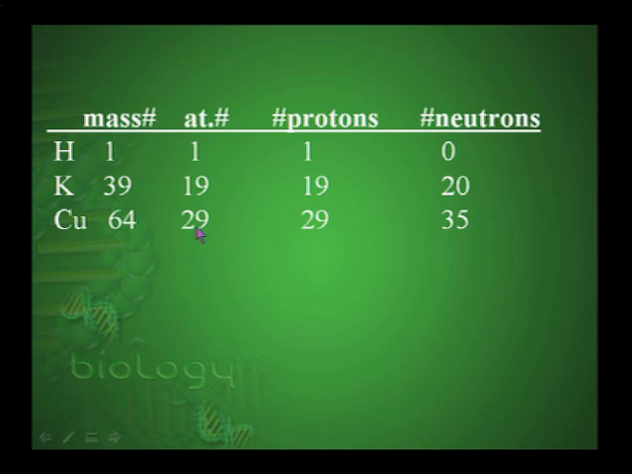Copper, element number 29, so that's again the atomic number, so that's the number of protons. The mass is 64. 64 minus 29 will give us 35 neutrons in the nucleus. So as long as you know the atomic number and the atomic mass, you should then be able to determine the number of protons in the nucleus and the number of neutrons in the nucleus.